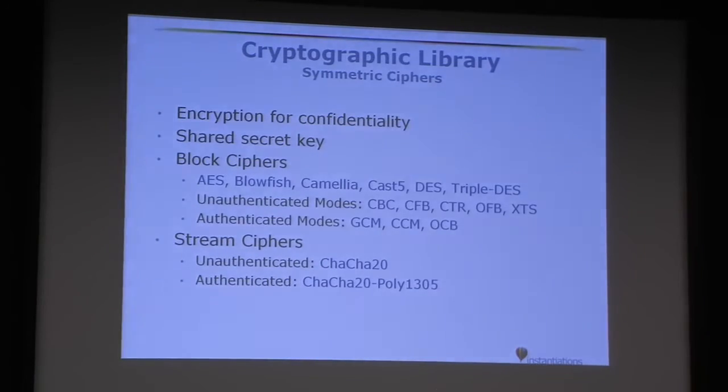Symmetric ciphers, this has had a lot of work done to it. So this is encryption for confidentiality, shared key. So this assumes that Alice and Bob have already had an opportunity to come to a consensus about what the key is. So we have block ciphers, tons of them.